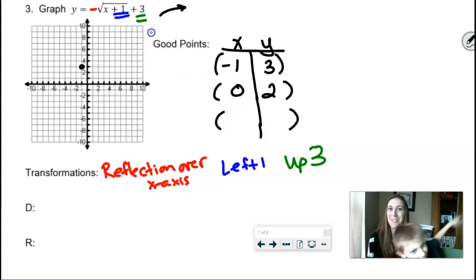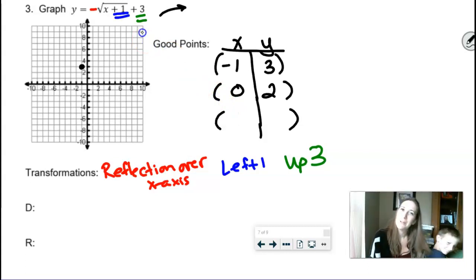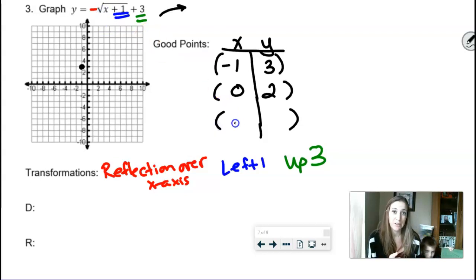And then another nice number to take the square root of is a 4, which means I don't want to put a 4 in, but what if I put a 3 in for an input?